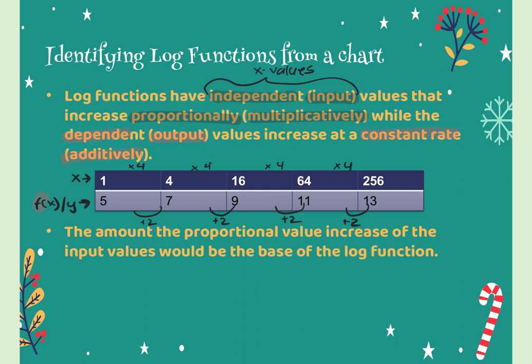And then the bottom says the amount the proportional value increases of the input values would be the base of the log function. So because we're multiplying by 4 this time, our log base would be 4. If we were multiplying by 3, then our log base would be 3. You could be multiplying by a half, and then your log base would be a half.